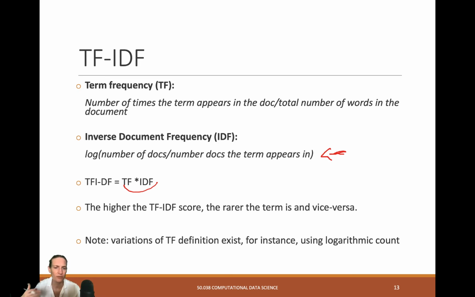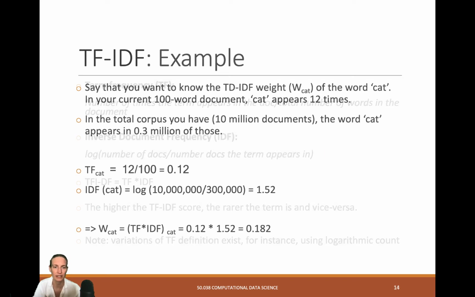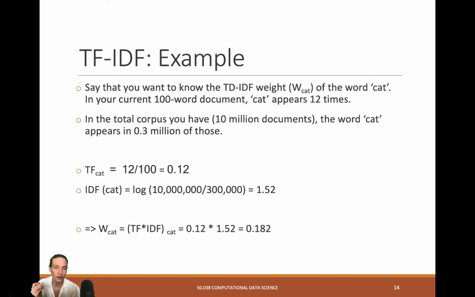There are some variations of these implementations, but in essence, the principle behind it is typically the same. For instance, we want to know the TF-IDF of the word cat, and we have a document with 100 words and cat appears 12 times. In the total corpus, we have 10 million documents and the word cat appears in 0.3 million of those. How do we go about this?